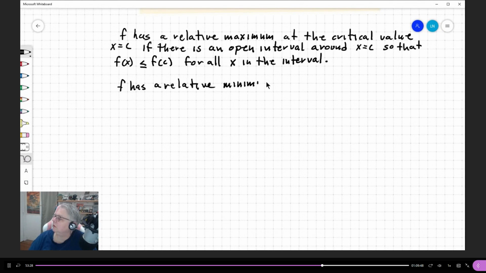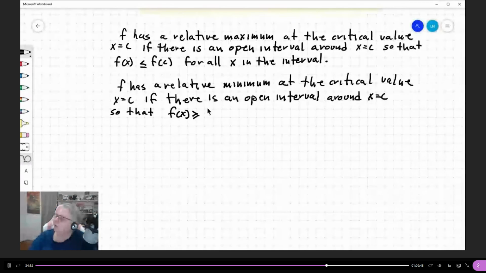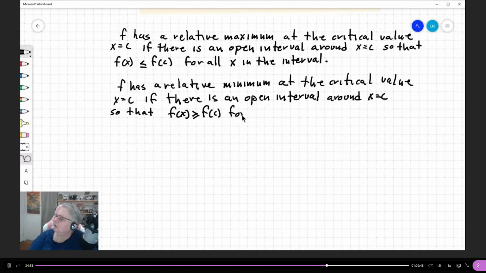Okay, so f has a relative minimum at the critical value x equals c, again, if there is an open interval around x equals c, so that f of x is greater than or equal to f of c for all x in the interval.